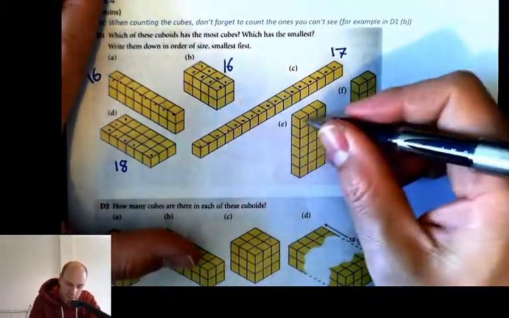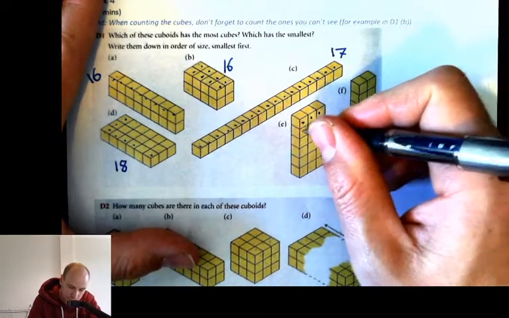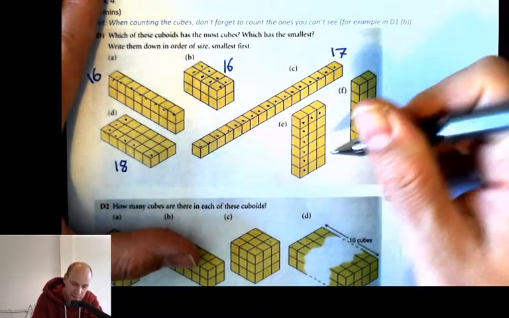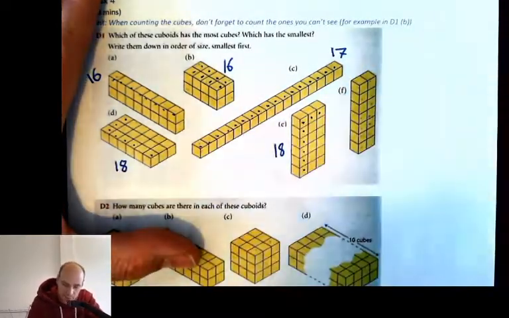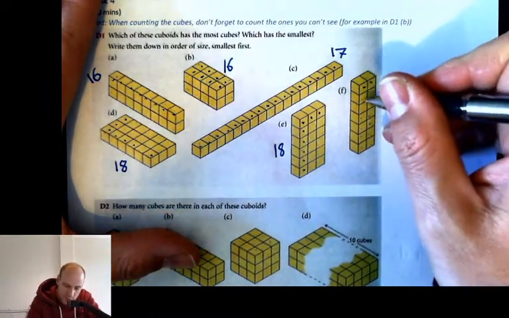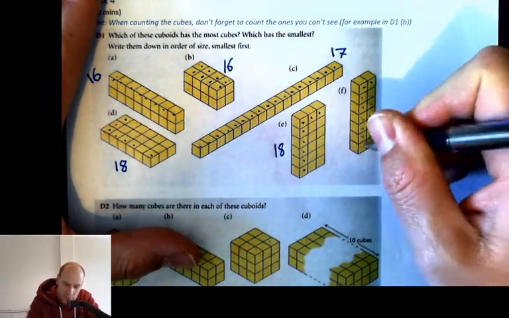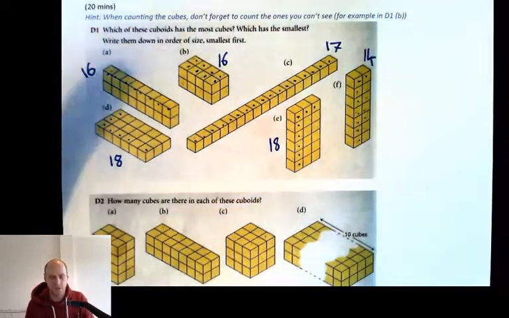So 1, 2, 3 times 1, 2, 3, 4, 5, 6. 3 times 6 is 18. So that's the same as that one. And then 2, 1, 2, 3, 4, 5, 6, 7. 2 times 7 is 14. So there you go. There's all the answers to that.